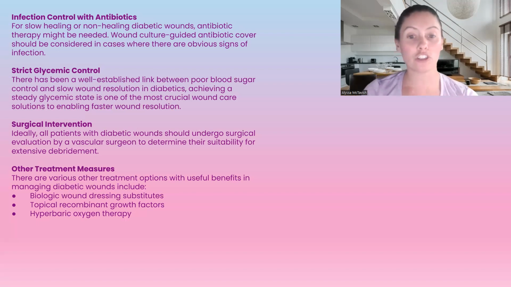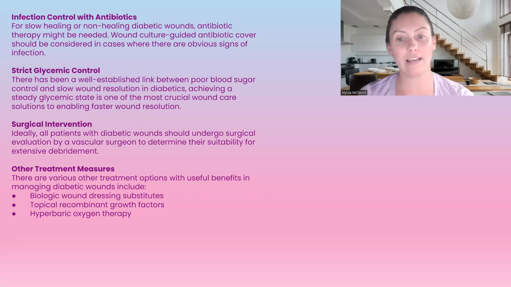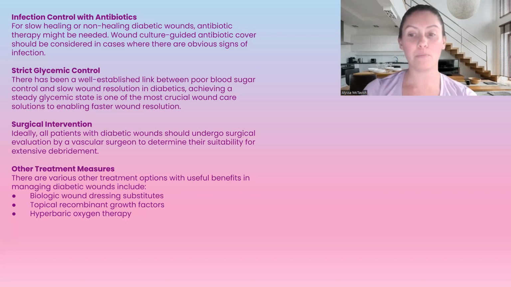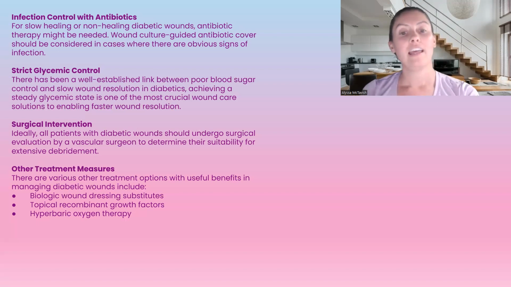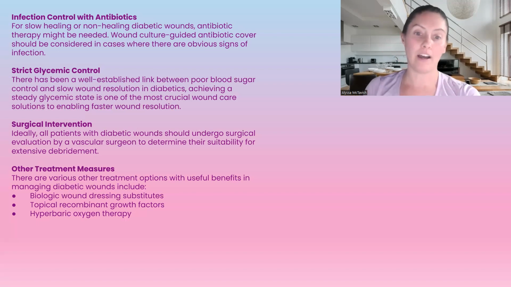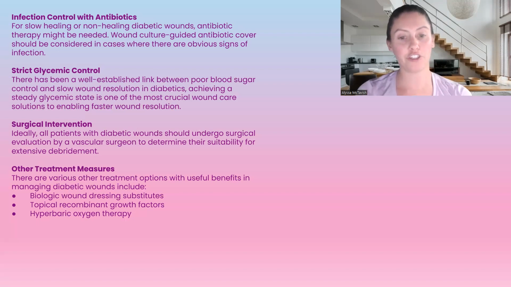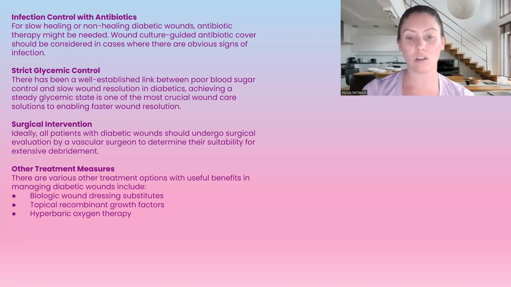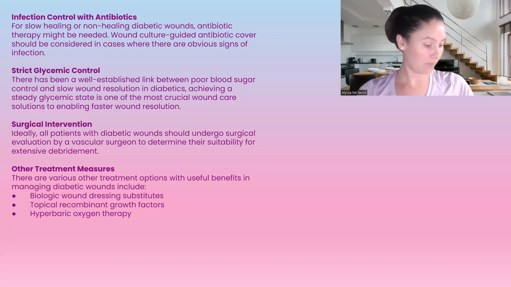Next, we have our surgical interventions. Anyone who has a diabetic wound should undergo a surgical evaluation by a vascular surgeon, just to make sure that they can, for one, have debridement, and if there are any other complications, that they are being looked after by a surgeon, okay, a vascular surgeon. Now, some other treatments that can be of benefit are wound dressing substitutes, growth factors, wound matrix, and hyperbaric oxygen therapy.